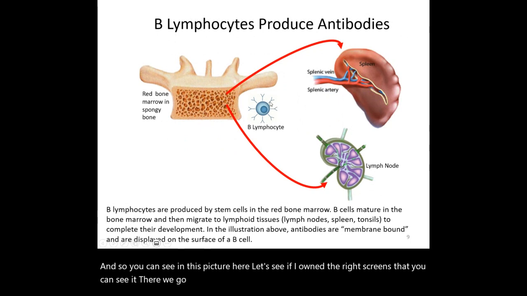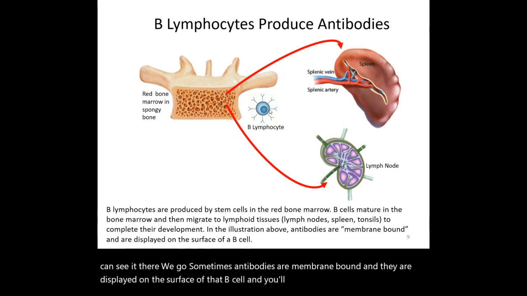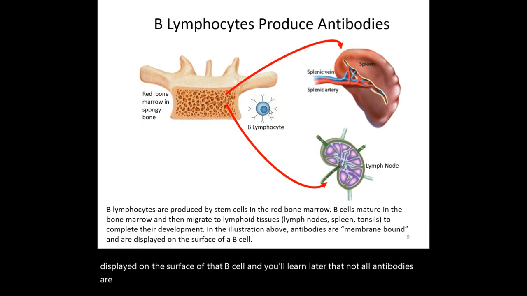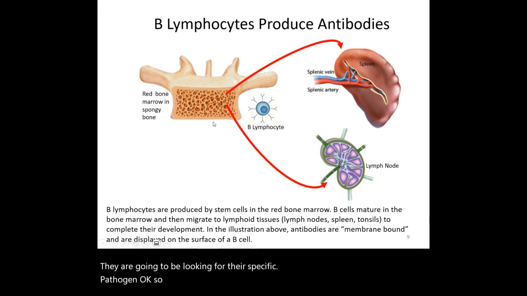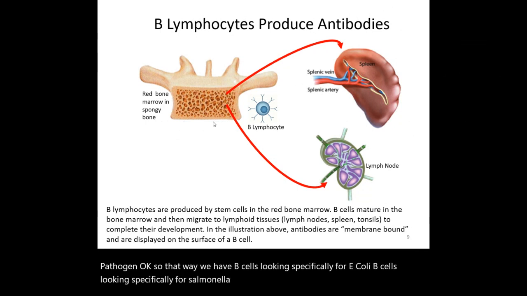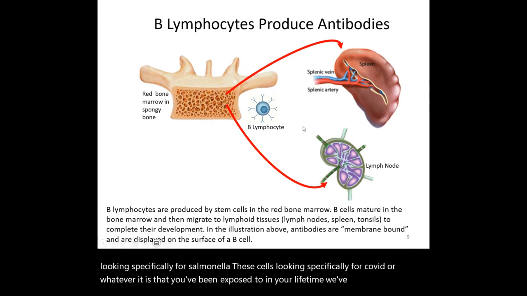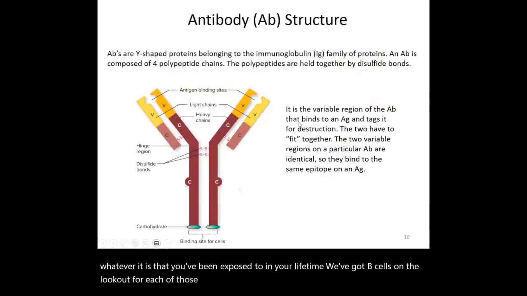Sometimes antibodies are membrane bound, and they are displayed on the surface of that B cell. You'll learn later that not all antibodies are confined to a B cell, but think of these antibodies as receptors on the B cell. They are going to be looking for their specific pathogen. That way we have B cells looking specifically for E. coli, B cells looking specifically for Salmonella, B cells looking specifically for COVID, or whatever it is that you've been exposed to in your lifetime. We've got B cells on the lookout for each of those pathogens.